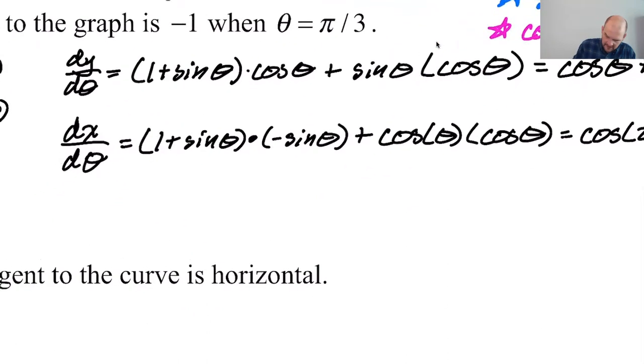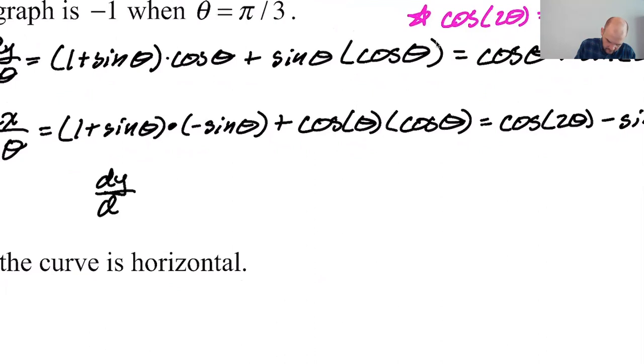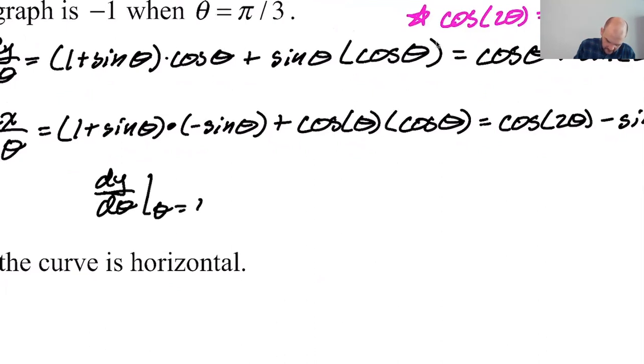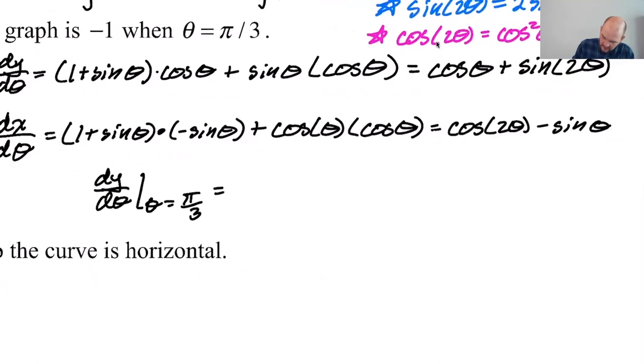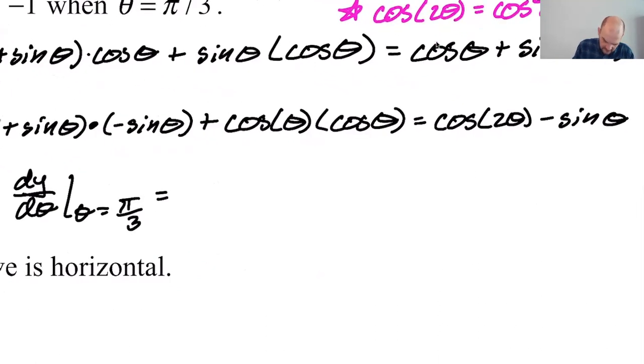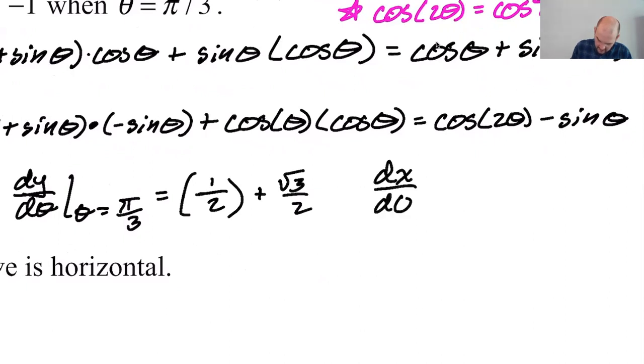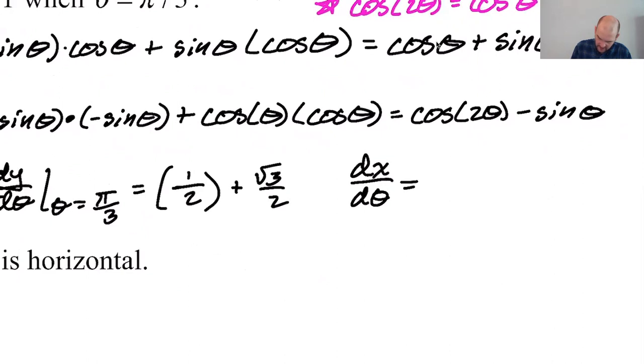So let's do dy d theta at theta equals pi over 3. Okay, so cosine of pi over 3 is -1/2. No, it's positive. What am I doing? 1/2. And then the sine of 2 pi over 3 is radical 3 over 2. It's just not as simple as I thought it would be. Dx d theta. Okay, the cosine of 2 pi over 3 is -1/2 minus the sine of pi over 3, which is radical 3 over 2.